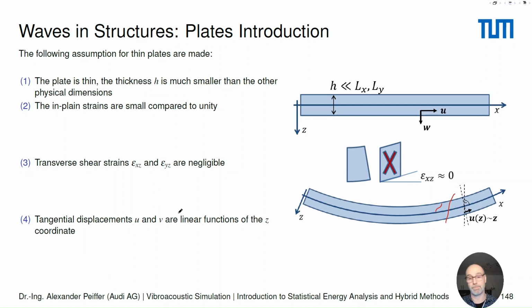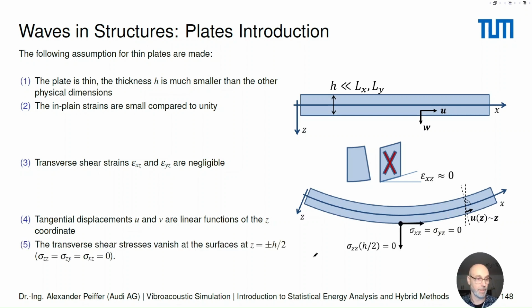Any tangential displacement, so the in-plane displacement, is a linear function of z. So this has something to do with the curvature, which is somehow obvious. That means there's no complicated relationship for the in-plane displacement with regard to the thickness. And last but not least, the transverse shear stresses at the surfaces, so in z, x, z, xy, and xz, are supposed to be 0.